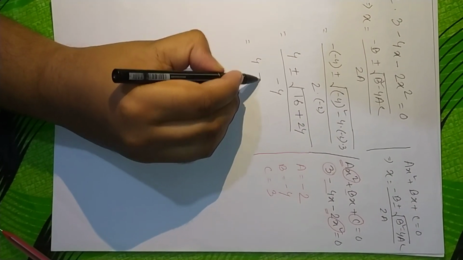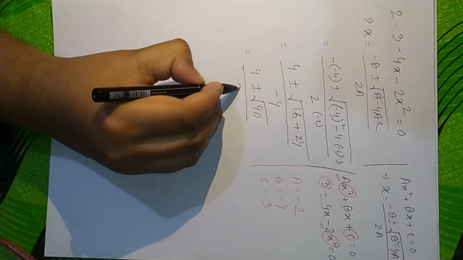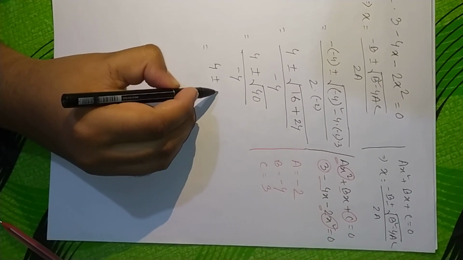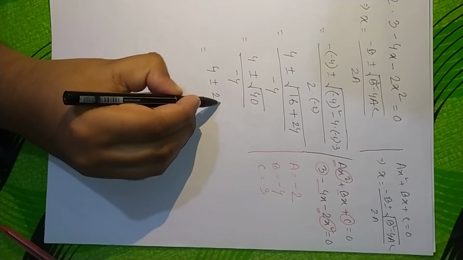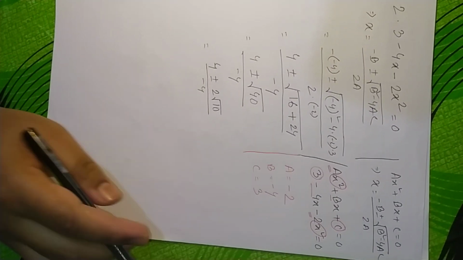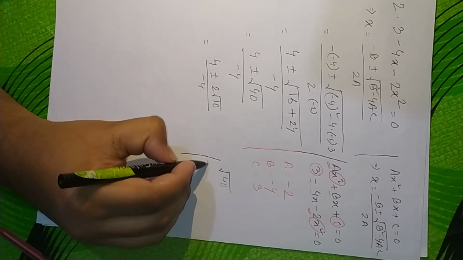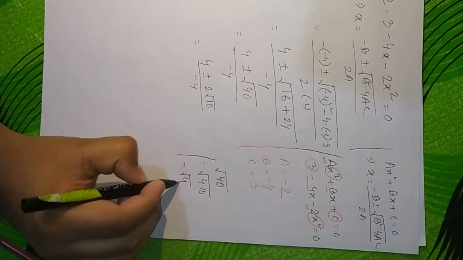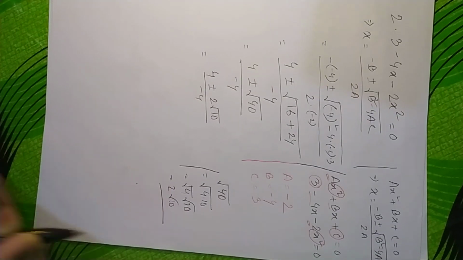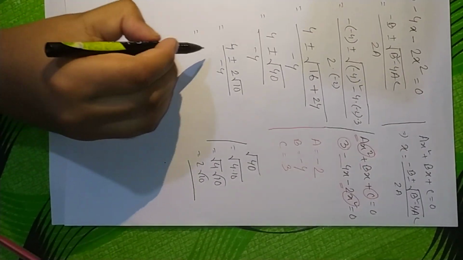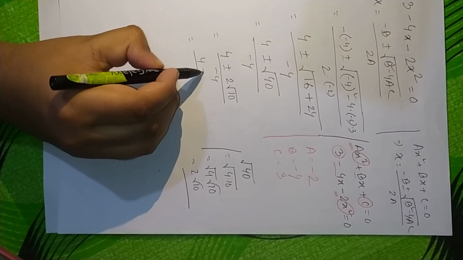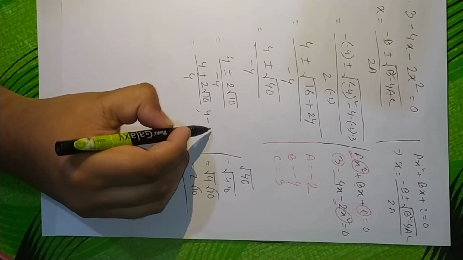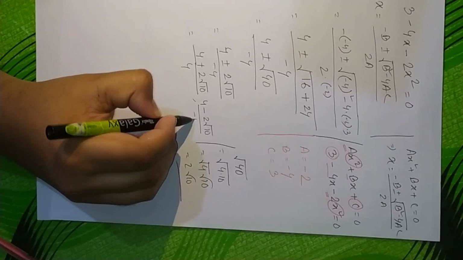Then 4 plus minus root over 40 by minus 4, and finally we will get 4 plus minus, okay, we can write it as 2 root over 10 by minus 4. How? Root over 40, that is 4 into 10, that is root 4 into root 10, then 2 root over 10. And finally we can write 4 by 4 plus 2 root over 10 by 4 and 4 minus 2 root over 10 by minus 4.